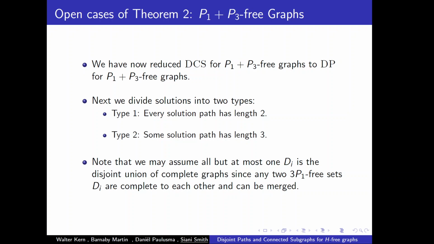So now that we've reduced disjoint connected subgraphs to disjoint paths for P1 plus P3 free graphs, we now want to reduce disjoint paths for P1 plus P3 free graphs to disjoint paths on 3P1 free graphs. And what we'll do is divide our solutions into 2 types. The first, where every solution path has length 2, and the second, where there exists a solution path of length 3. Note that 3 is the maximum length because our graph is P1 plus P3 free.